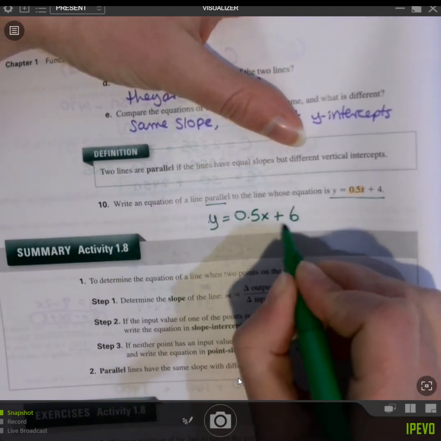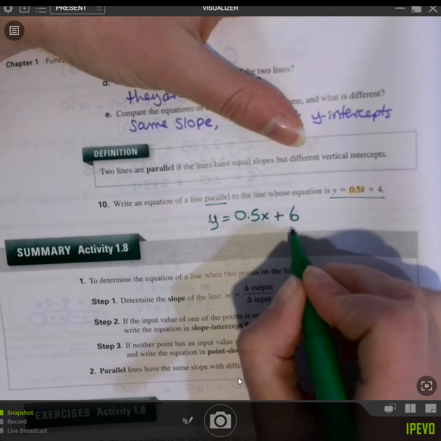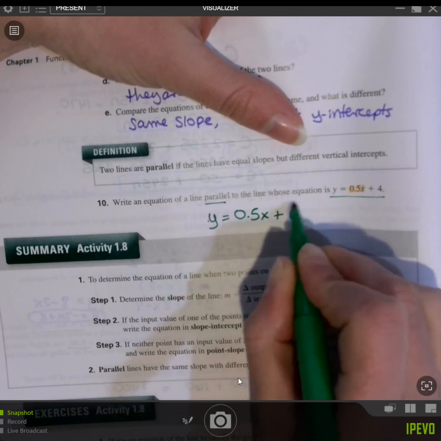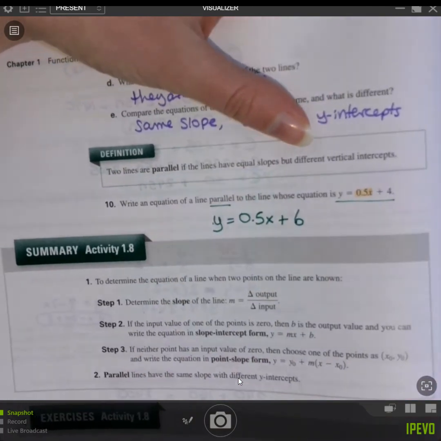That could be something different. You could choose plus 10 or minus 8. This part of it's different. The y-intercept part of the equation is different. The slope is the same if you want your two lines to be parallel.